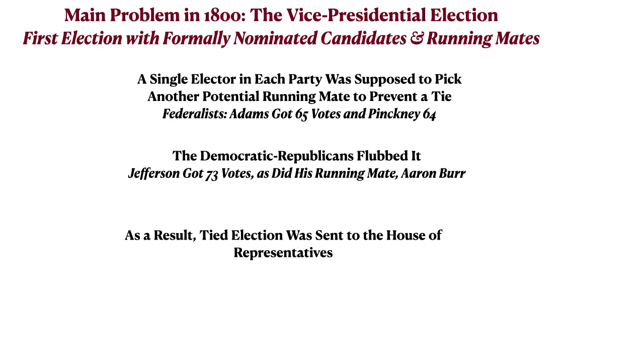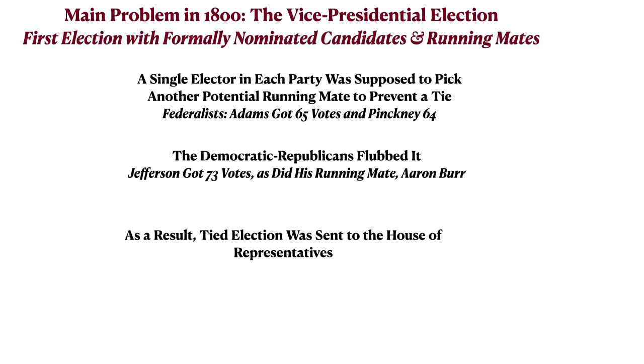He's going to become president. But Aaron Burr, his running mate, got exactly the same amount. There was supposed to be one elector who gave someone else one of his votes. But they didn't. They blew it. So as a result, this was a tied election. This was a contingent election. It had to be sent to the House of Representatives then to choose who becomes president.